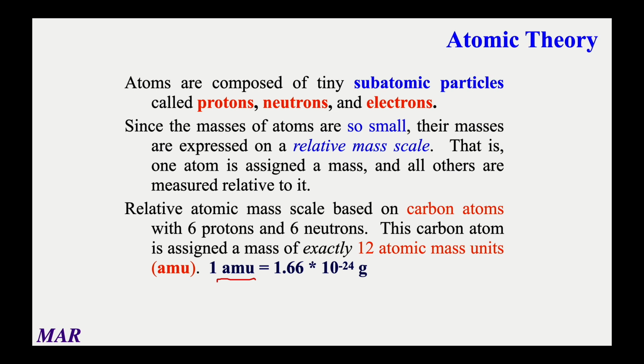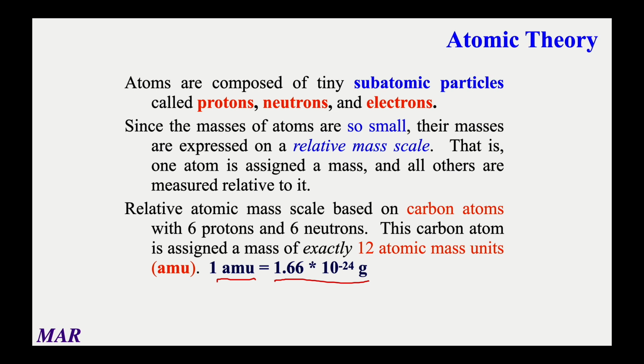Now, a pound of anything is about 454 grams, roughly. An AMU, an atomic mass unit, is 1.66 times 10 to the minus 24 grams, and that is really, really small. A lot of calculators can't even calculate numbers this small without going into scientific notation because it's so small.